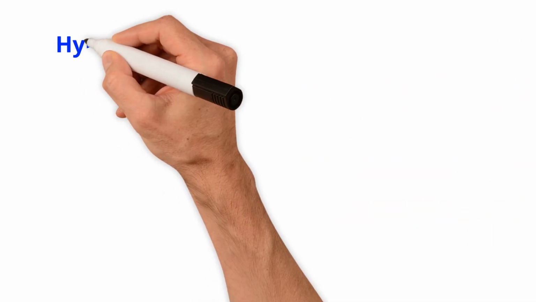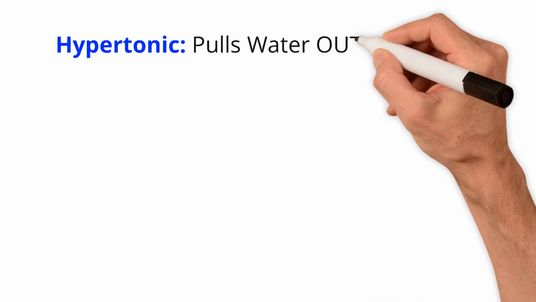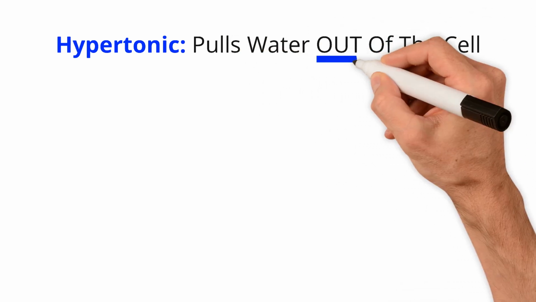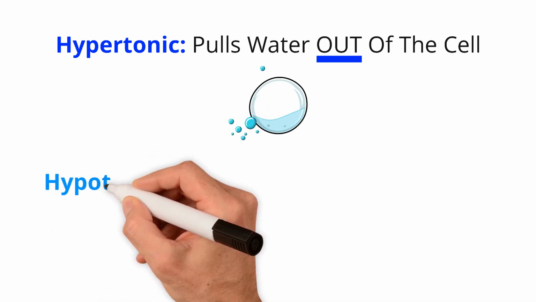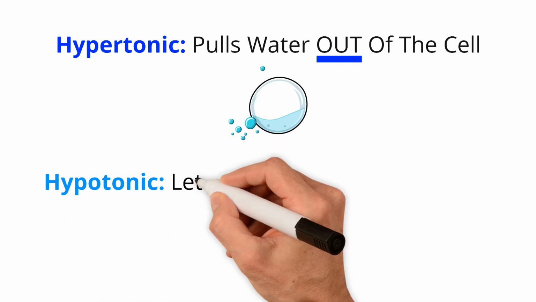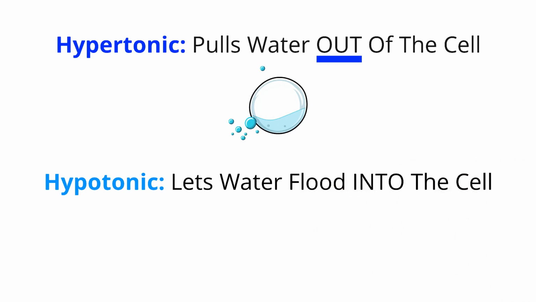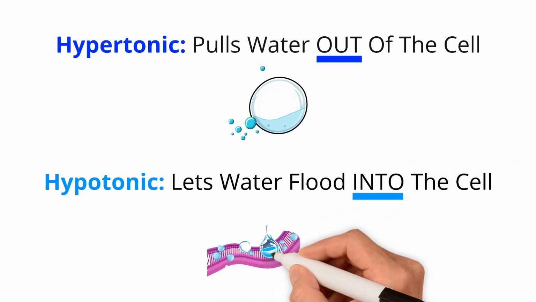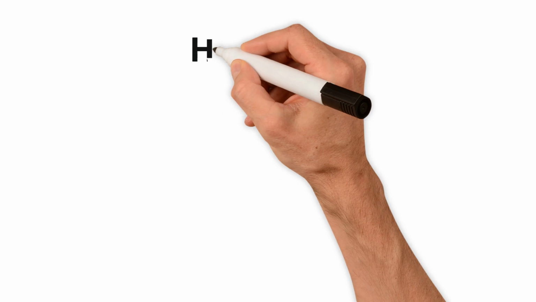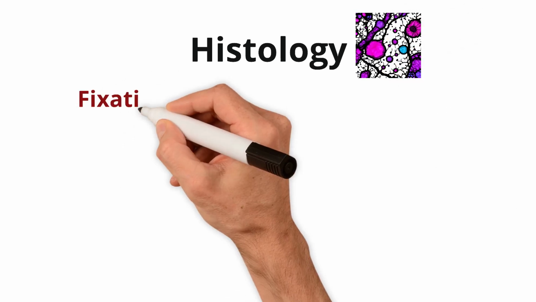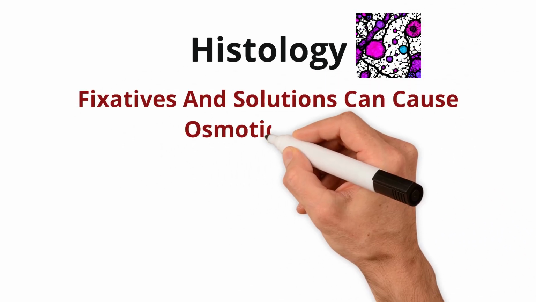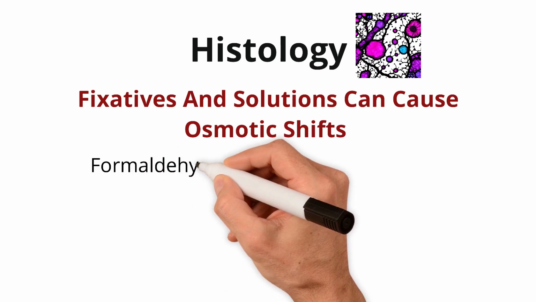But what happens when tissues are exposed to solutions that are not balanced? A hypertonic solution pulls water out of the cell, causing it to shrink. A hypotonic solution lets water flood into the cell, which can make it swell or even burst. In histology, this matters because tissue samples are exposed to fixatives, and some fixatives or transport solutions can cause these osmotic shifts before the tissue is properly fixed.